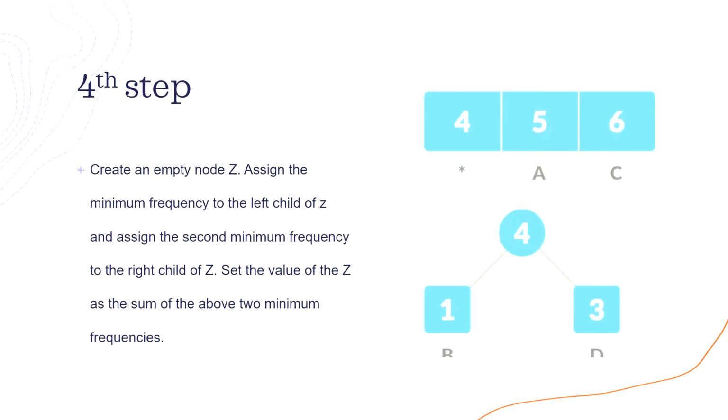In the fourth step, create an empty node Z. Assign the minimum frequency to the left child of Z and the second minimum frequency to the right child of Z. Set the value of Z as the sum of the above two minimum frequencies. In this example, you can see the right one is 1 and the left one is 3. Their sum is 4, B and D.